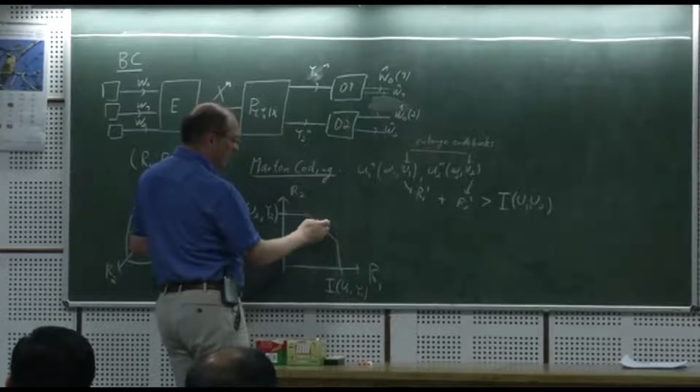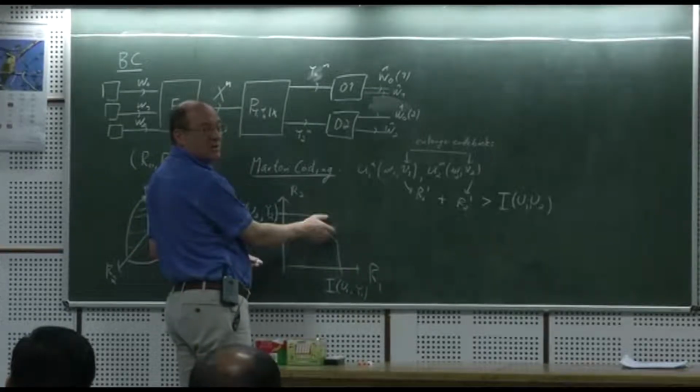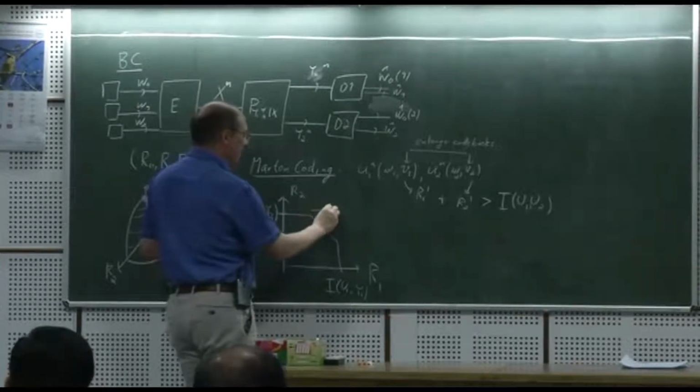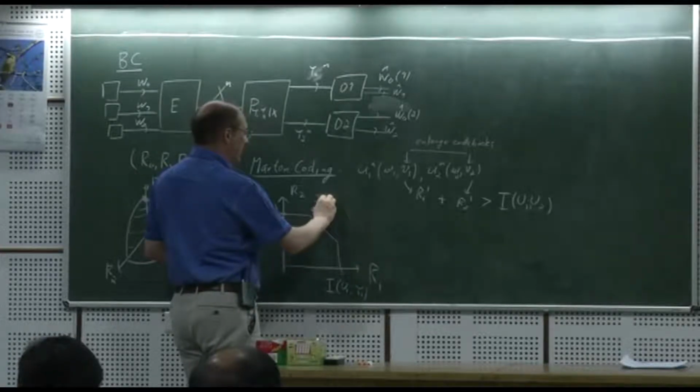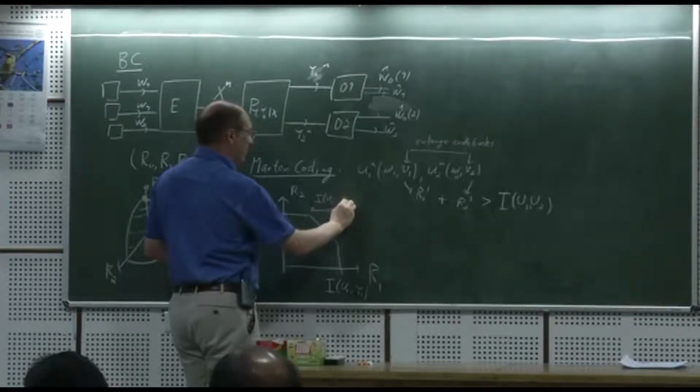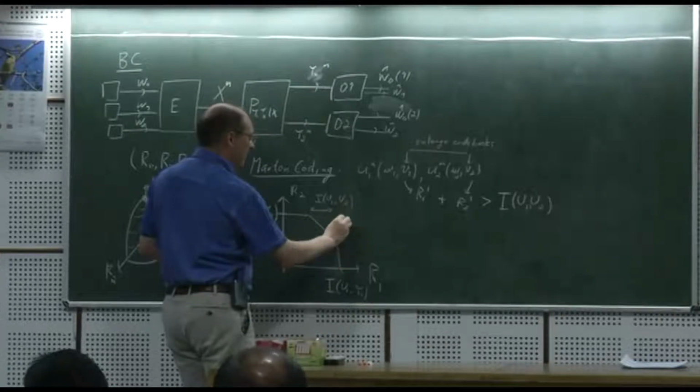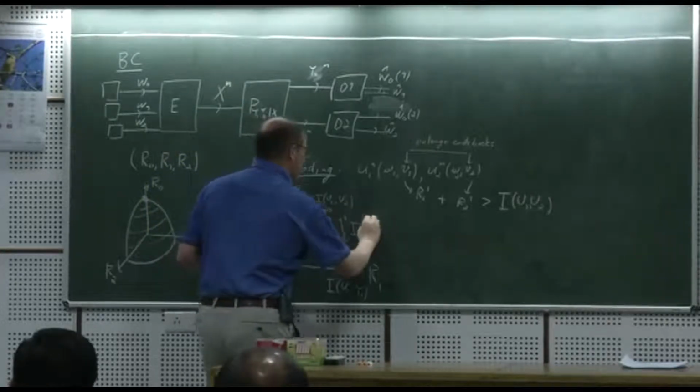The amount we lose here is exactly that mutual information. So this gap here is exactly this I(U1;U2). And it's the same gap here. This gap here is I(U1;U2).